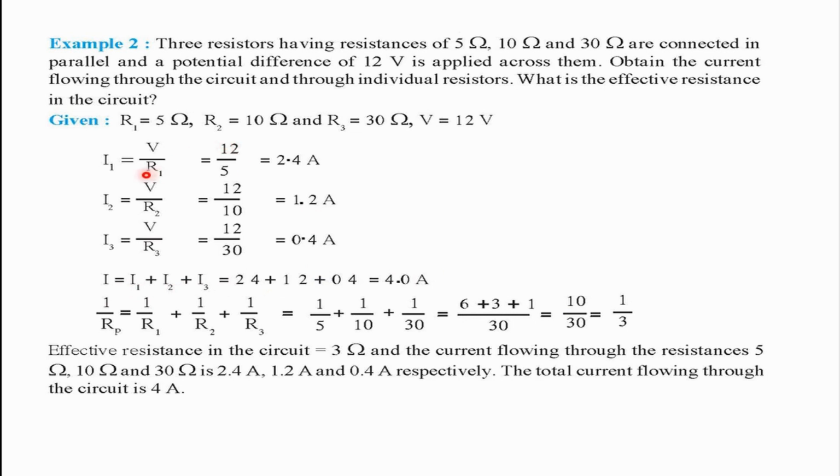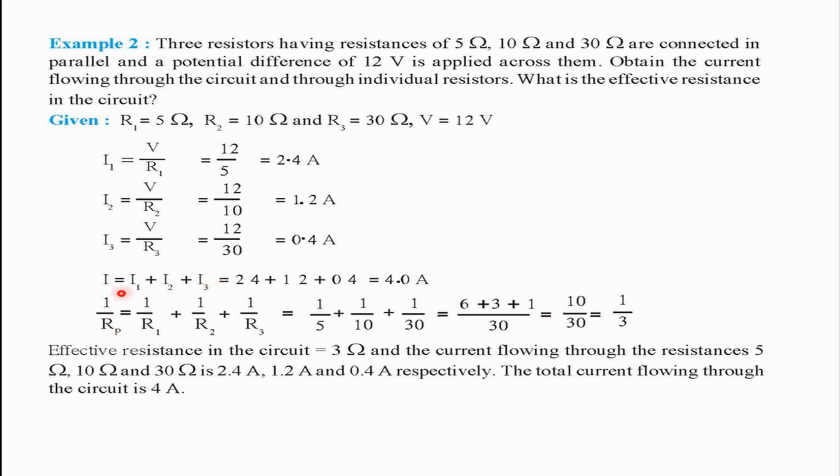So let us start. Simply applying Ohm's law, we will get the individual current across each resistor. 12 volt is common. R1 is already given, that is 5. R2 is 10 and R3 is 30. Accordingly, you will get the values 2.4 ampere, 1.2 ampere and 0.4 ampere. So the total current can be easily added. The total current will be 4 ampere.